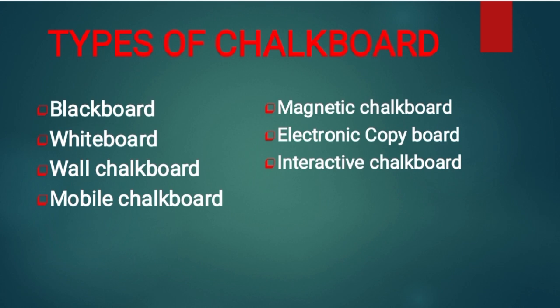What is a chalkboard? Any reusable surface on which text and drawings can be made with the aid of the chalk. So there are many reusable surfaces that we refer to as chalkboard. We have the blackboard, whiteboard, wall chalkboard, mobile chalkboard, magnetic board, electronic board, electronic copyboard, and interactive board.